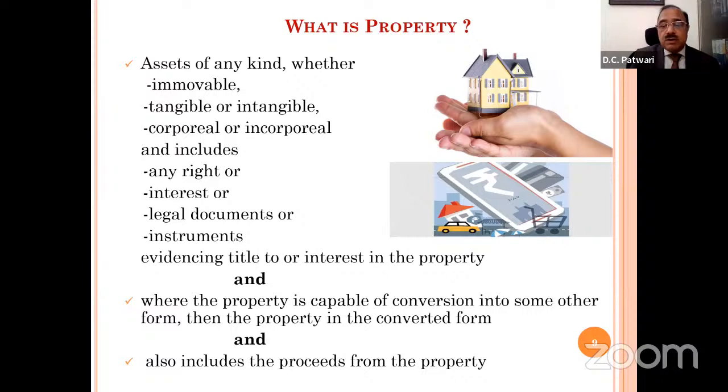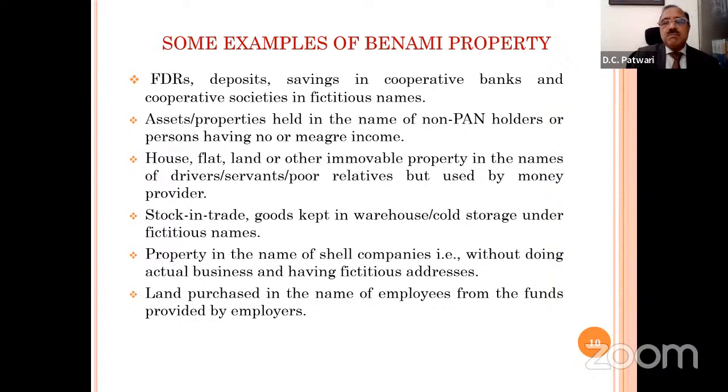And where the property is capable of conversion into some other form, then the property in the converted form. There are some properties like rights in a company or warrants which give the right to acquire shares. If those are converted into shares, even that is a property, and it also includes proceeds from that property. Whatever money is realized from that property will also come in that category. Now, some examples of Benami properties, just to illustrate what kinds of properties are held as Benami: FDRs, deposits, and savings in cooperative banks and cooperative societies in fictitious names.